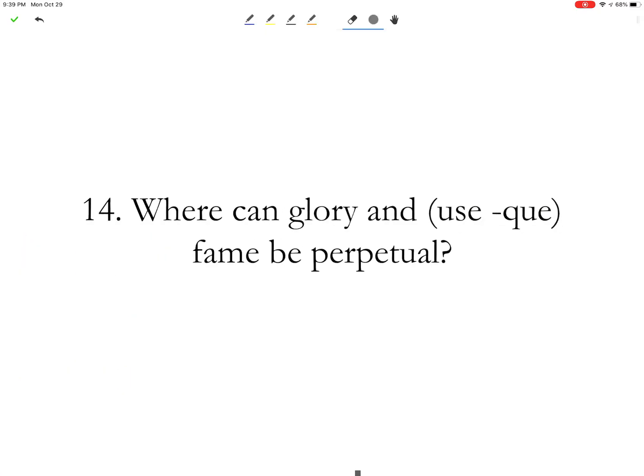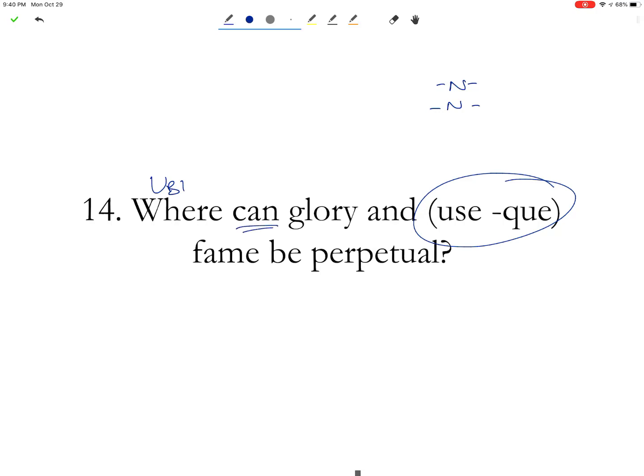So, number 14, where can glory and fame be perpetual? And they're telling you to use the quae here. Quae is just a word to put at the end. It's like bacon and eggs, peanut butter and jelly. It just goes at the end. And sometimes we even write it, bacon and eggs, peanut butter and jelly. So they use quae. Quae is just shorthand for two things that go together. So where, ubi. Can, this is the able word. And in Latin, the only way to do it is take the complementary infinitive, whereas in English, it's not quite so obvious, I agree.